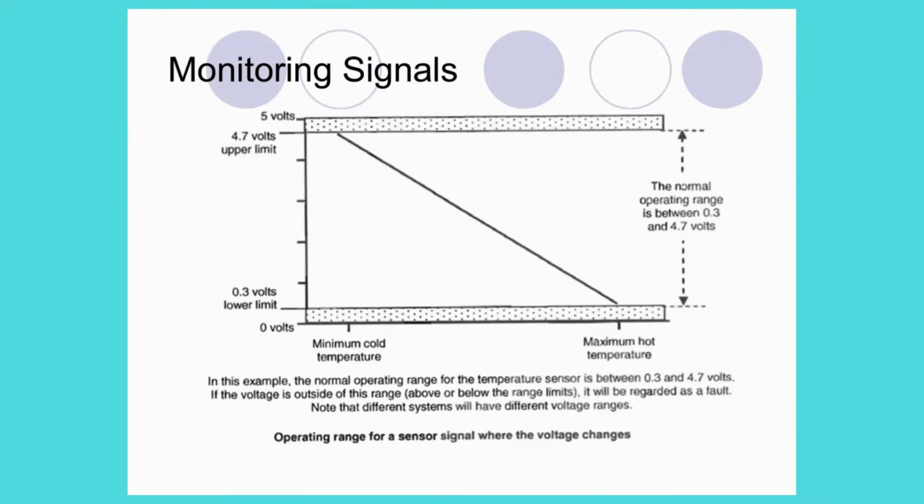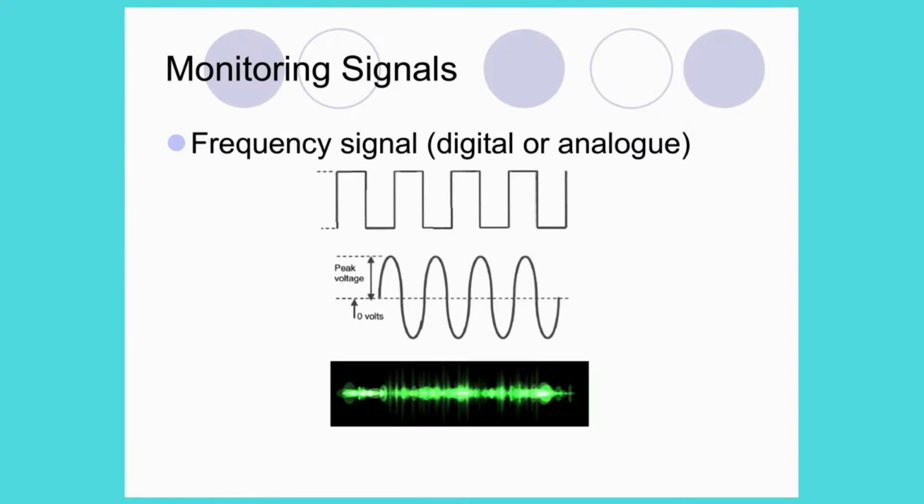This is an example of a signal where the voltage changes, like a temperature sensor. In this example, the normal operating range for the temperature sensor is between 0.3 and 4.7 volts. If the voltage is outside of this range, above or below the range limits, it will be regarded as a fault. Note that different systems will have different voltage ranges. The signal change can also be a varying frequency signal, digital or analog, like a hot film MAF sensor.